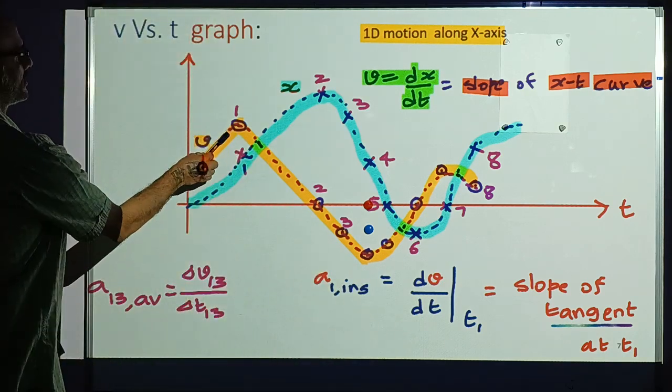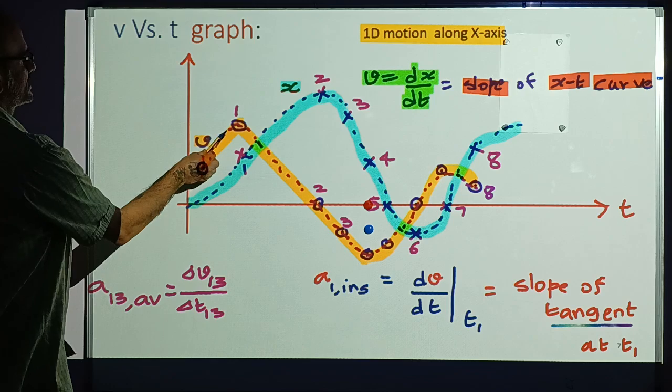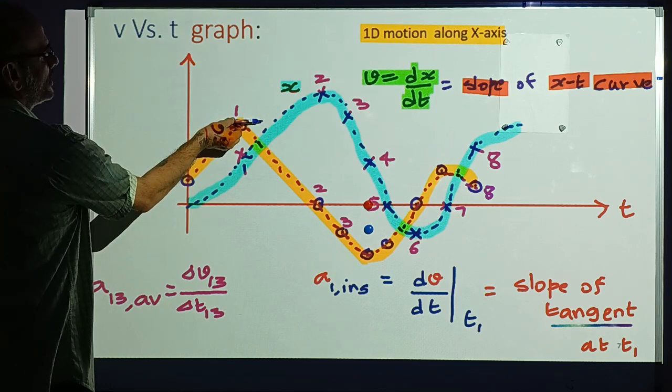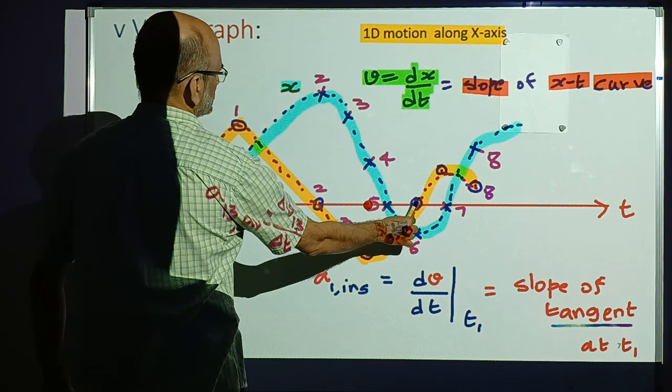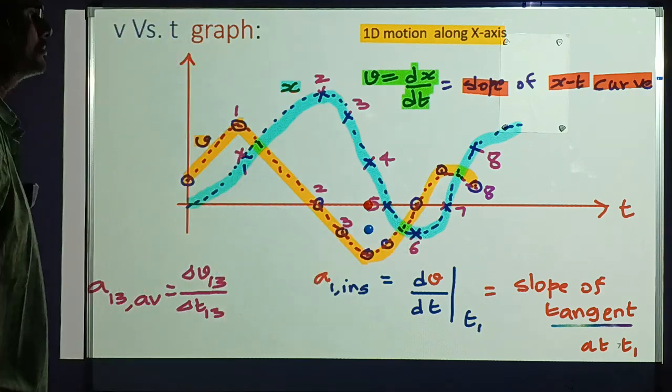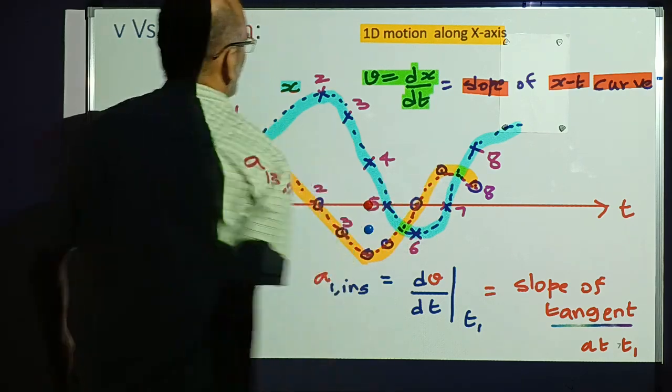So here, if I get the slope of this tangent here, acceleration is positive, here the acceleration is 0, here acceleration is negative, here acceleration is 0, here acceleration is positive, here acceleration is 0.